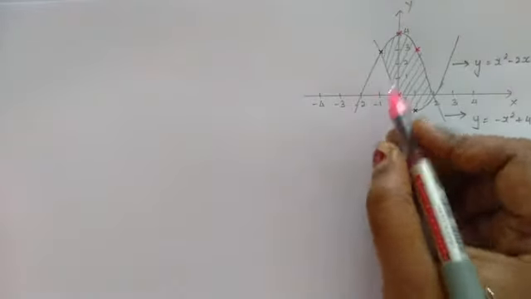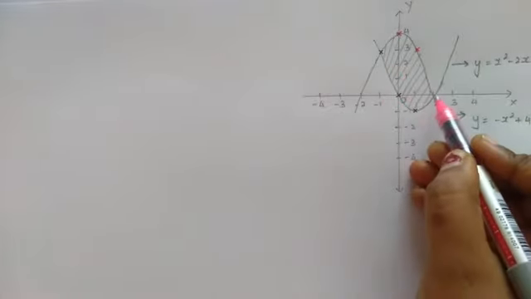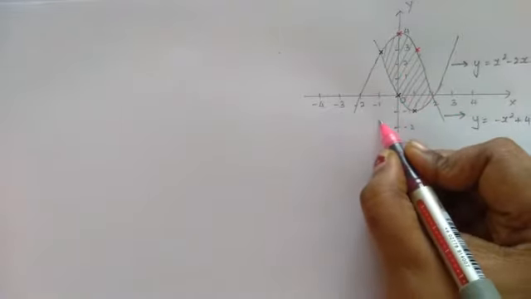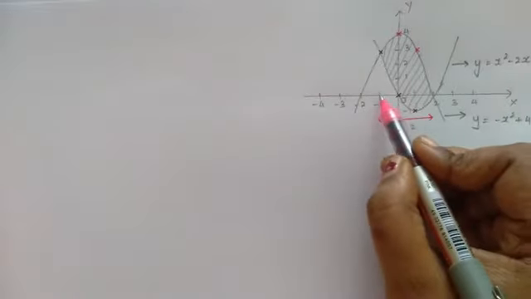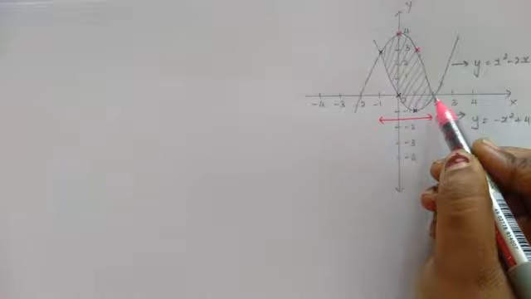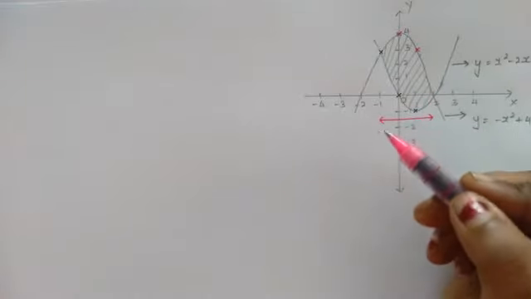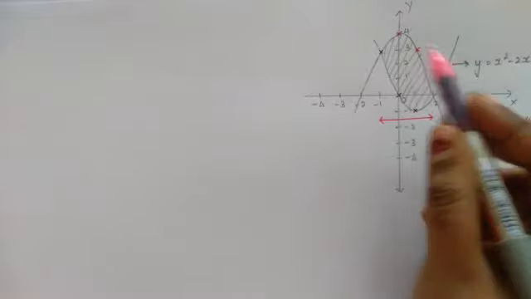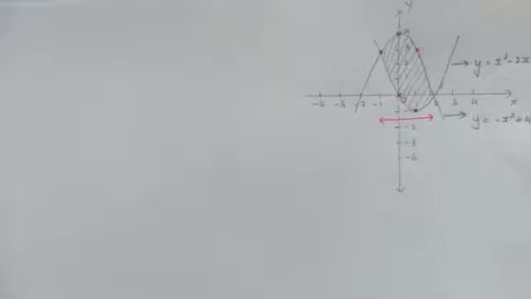Can you see from this point in the x coordinate minus 1 to this point 2, the region is bounded by the two curves. So from minus 1 to 2, okay, we are going to identify the area of these two curves, that is the area of the region bounded by these two curves. Okay, so let's do it.